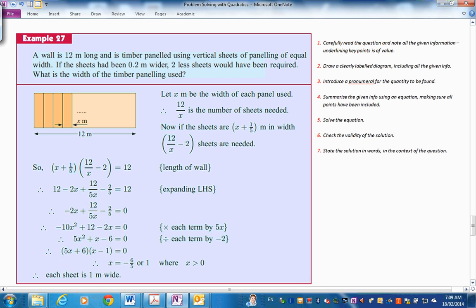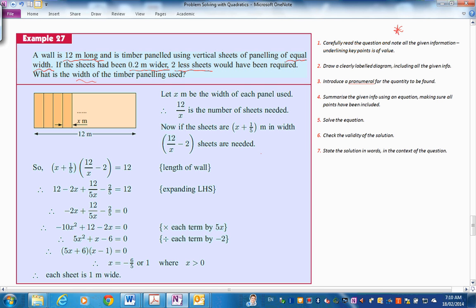Okay, remember our steps over here. I'm writing them down every time. Might be worth making a note of them. A wall is 12 metres long and it's timber panelled using vertical sheets of panel of equal width. If the sheets had been 0.2 metres wider, 2 less sheets would have been required. What is the width of the timber panelling?